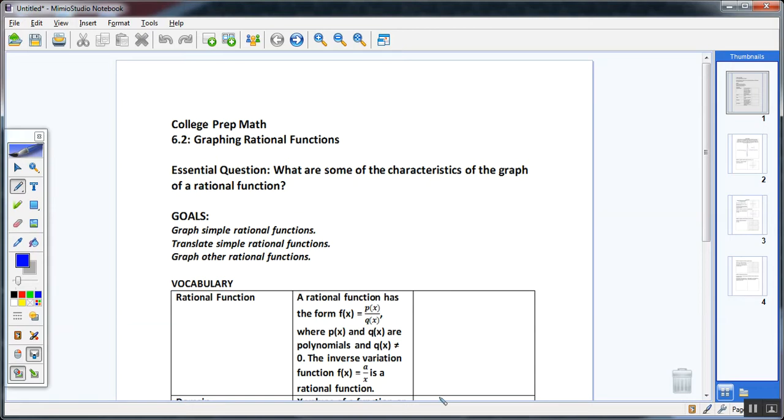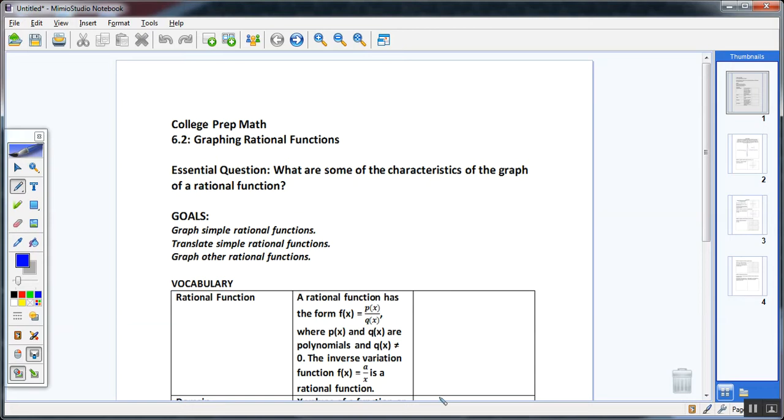And inverse variation is really related to what we're going to look at today in 6.2, called graphing rational functions. I always tell kids, you hear the word rational, think fractions. Think fractions. Isn't inverse variation in fraction form right here when I look at y equals a over x? So what we're looking at today, guys, is graphing rational functions. And the question I want to answer today is, what are some of the characteristics of the graph of these types of functions?